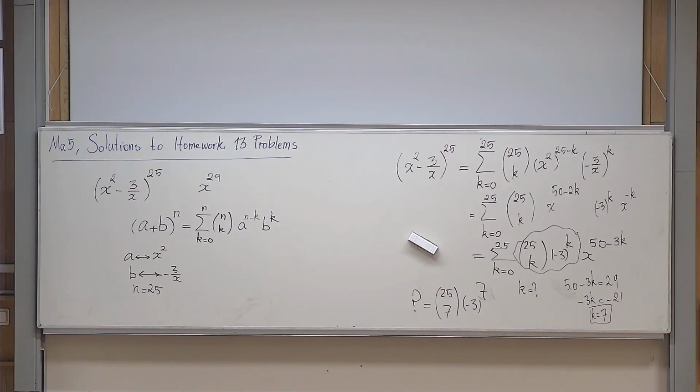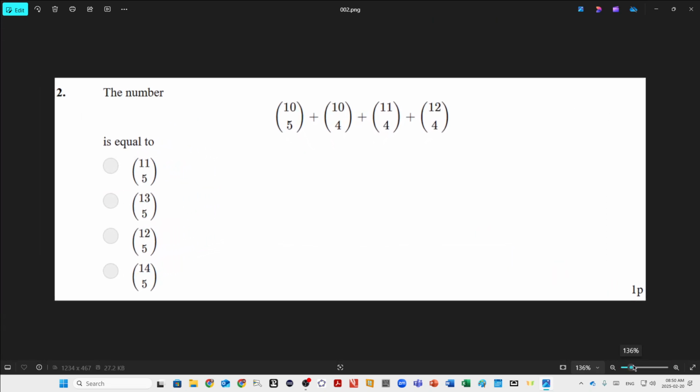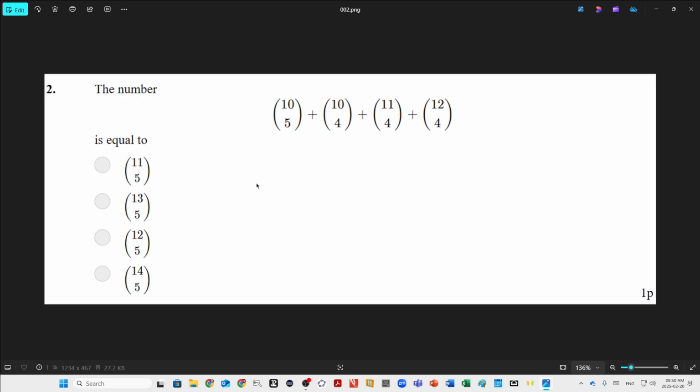Okay, now we go to the next problem. The next problem, as you see, is this one. Let me make it a little bit bigger. So this number is equal to which one? Of course, one way is to sit down and calculate all these numbers, add them up, and see which one matches. But of course, this is not the idea, probably you know.